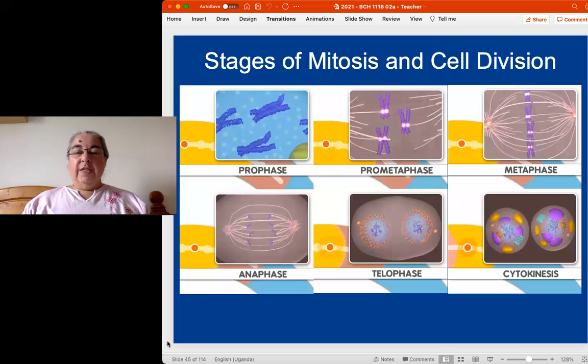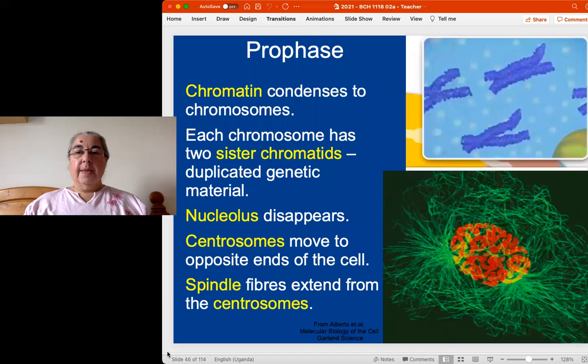So we saw that there are a number of different stages of cell division given the name prophase, prometaphase, metaphase, anaphase, and telophase. And then after mitosis comes cytokinesis. So let's have a look at each of those stages.